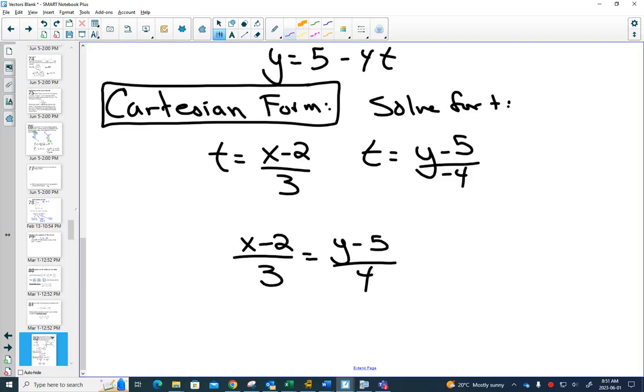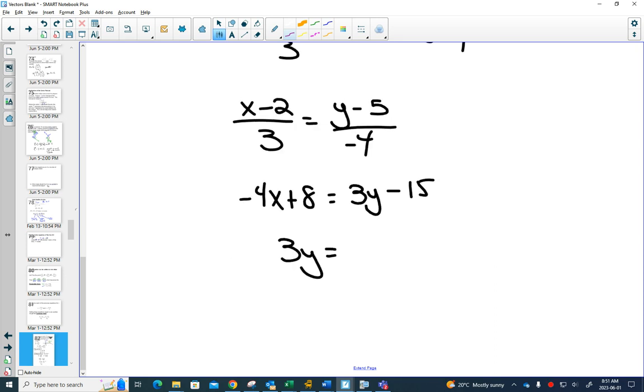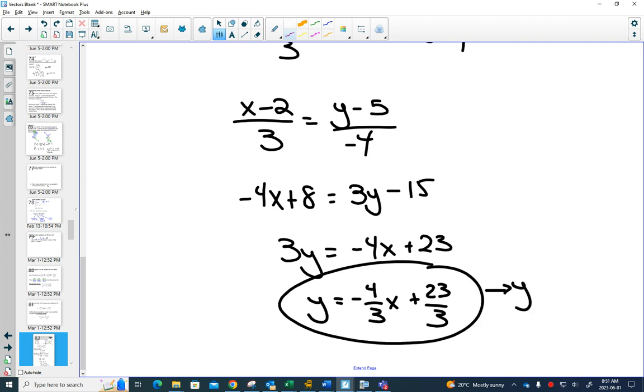Now, if you wanted to, after you've equated them, you can rearrange this equation, right? I could get rid of the fractions by multiplying by negative 4 and 3. So if I multiply by negative 4, I get negative 4x plus 8. If I multiply by 3, I get 3y minus 15. Heck, I could even get 3y by itself by adding 15 to both sides. And I could solve for y by dividing everything by 3. And I just got the y equals mx plus b form of that line.